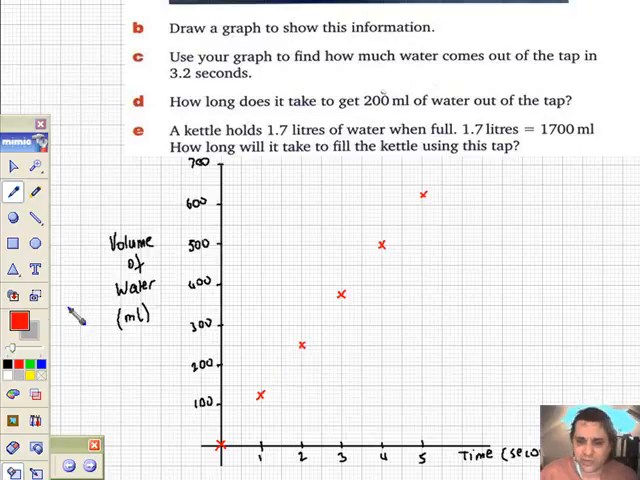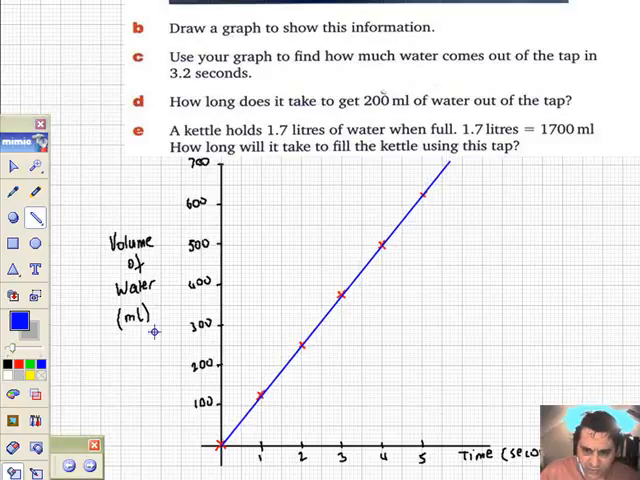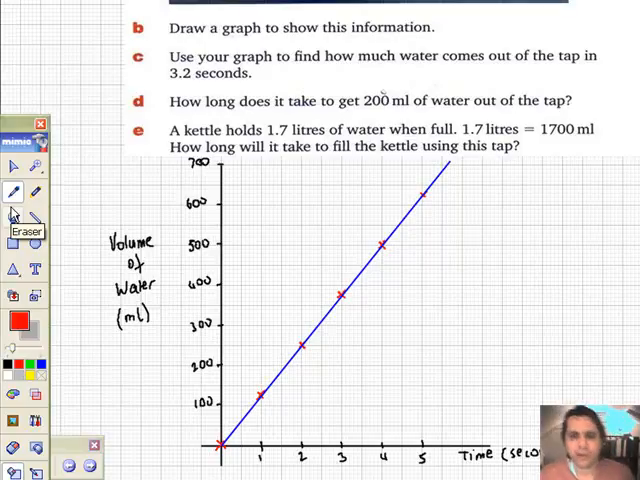Draw a graph. Well, I've plotted the points. Drawing a graph means put the line in as well. So let's see if I can do that quite well by dragging it across. Okay, I'm quite happy with that. That's jolly good. Use your graph to find how much water comes out of the tap in 3.2 seconds.